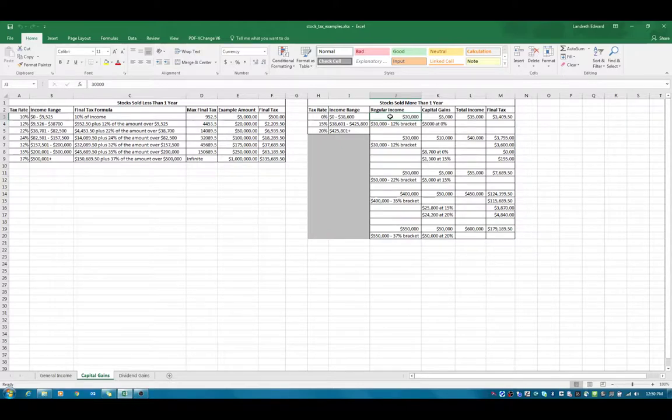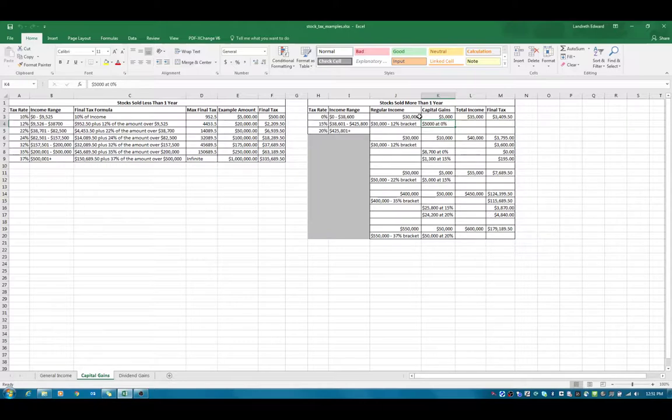Say your normal income from your day job is $30,000 in the year, and you made $5,000 from buying and selling a stock that you held for more than a year. So you held it from February of last year all the way until June of this year. That was more than a year, and then you decided to sell it for a $5,000 gain. Then your total income is $35,000, which means that you are still under that $38,600 mark. So all of these $5,000 are taxed at 0%.